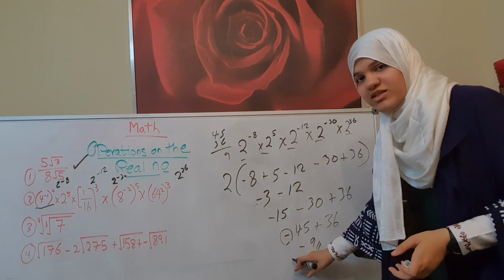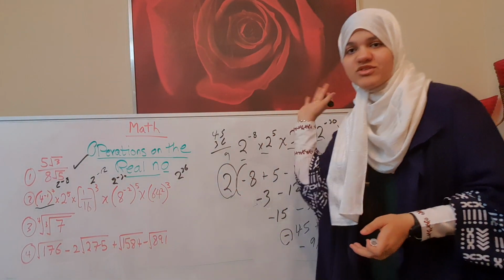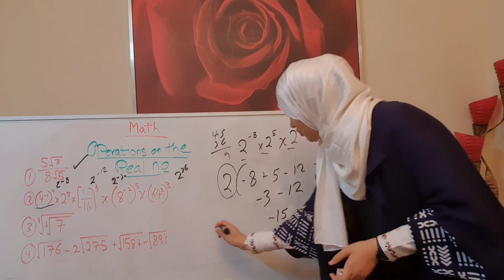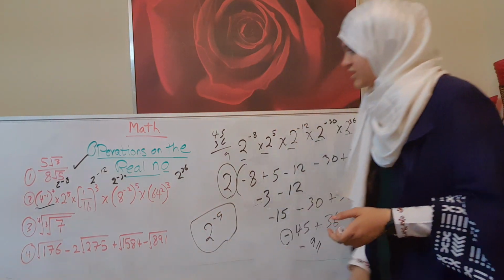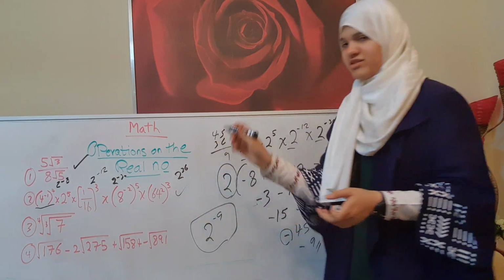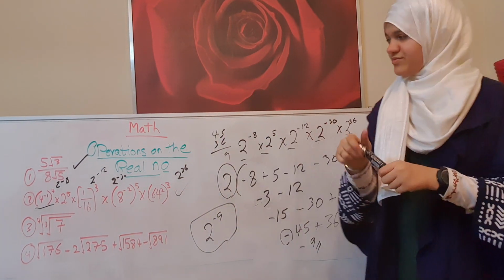It's the exponent, not the final answer. We already have 2 outside of the bracket. So that means 2 to the power of negative 9. This is the final answer for the second question. Okay? Now let us go to the third question.